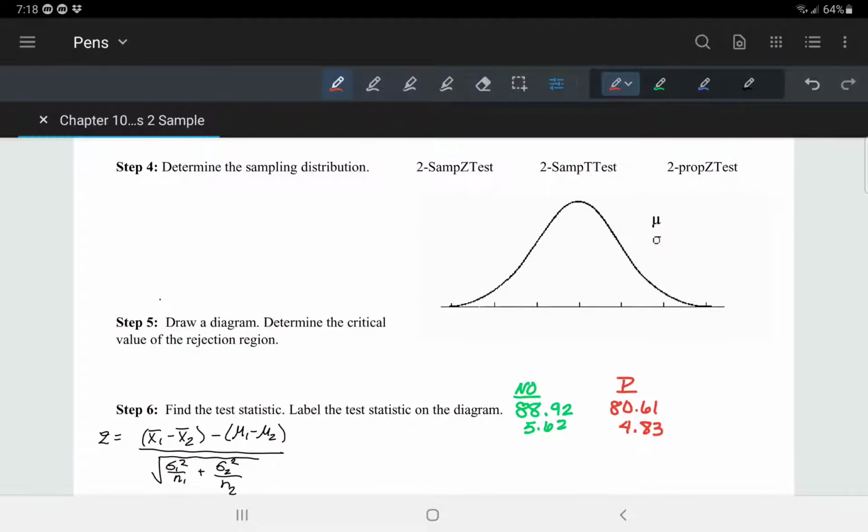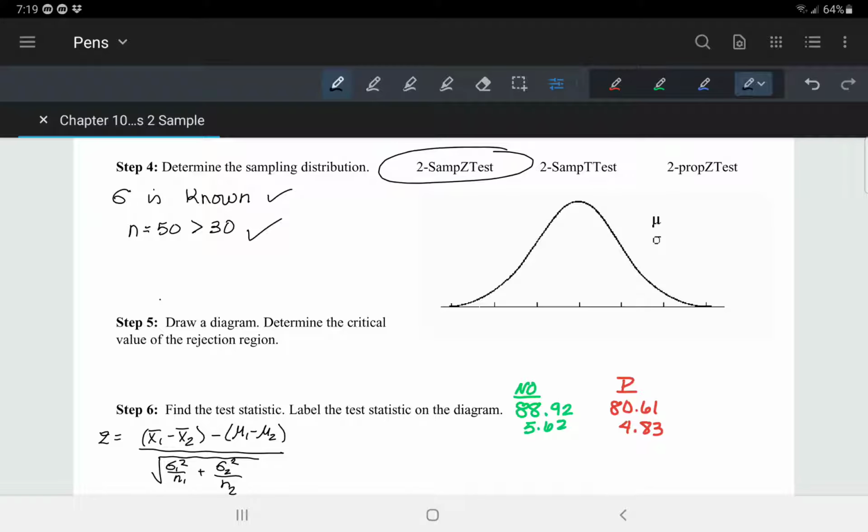Now let's determine the sampling distribution. So we have a few requirements. Sigma is known, so that's a good indicator. We'll be using the Z-test, but we have to make sure that the normality properties are satisfied. We were told that n for both samples was 50. That is greater than 30, which is the requirement that we need to be able to use the Z-test. So we've met the requirements, and now we will use the 2-sample Z-test.